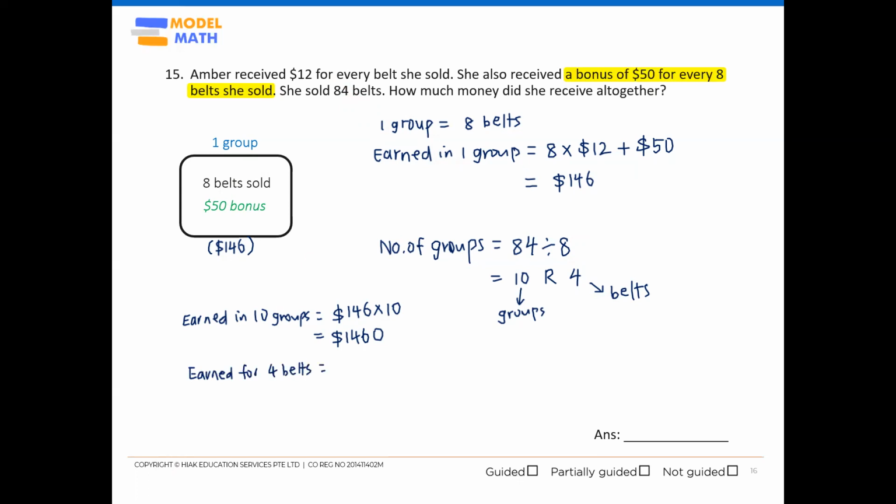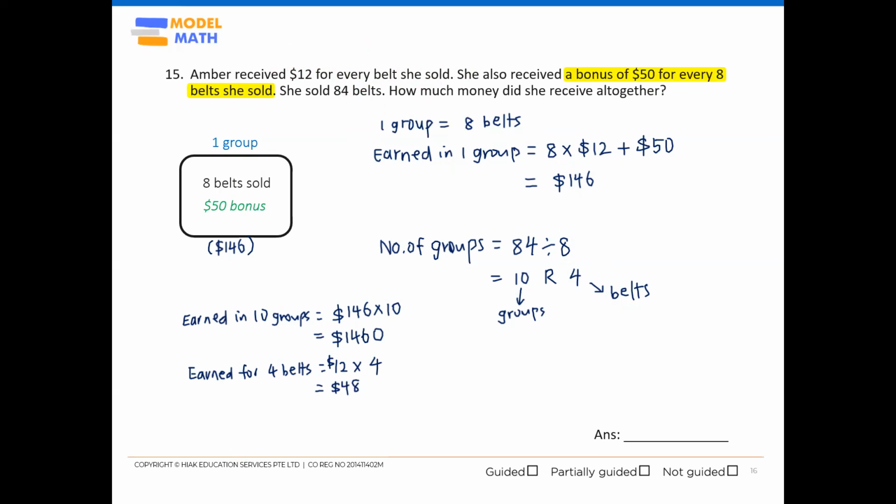Now, of course, if you sell this remainder 4 belts, you are not going to earn the $50 bonus because this doesn't form another group. In order to form one group, you need a minimum of 8 belts. That means these 4 belts are just individual belts. So if they're just individual belts, you look at the money that you earn for every individual belt. Every belt that you sell, you earn $12. So if you sell 4 belts, that would be 12 times 4, $12 times 4. And that will be $48.